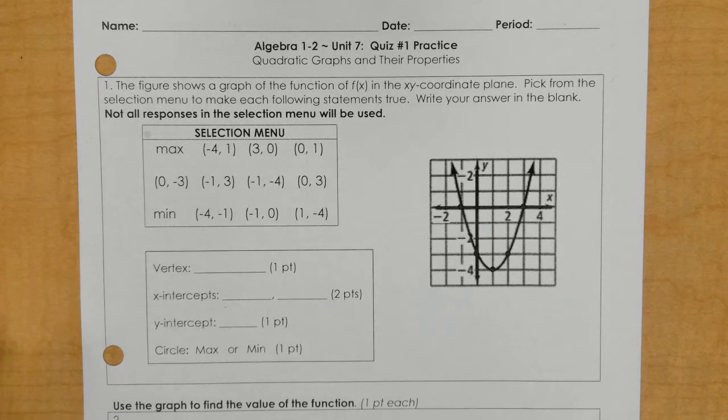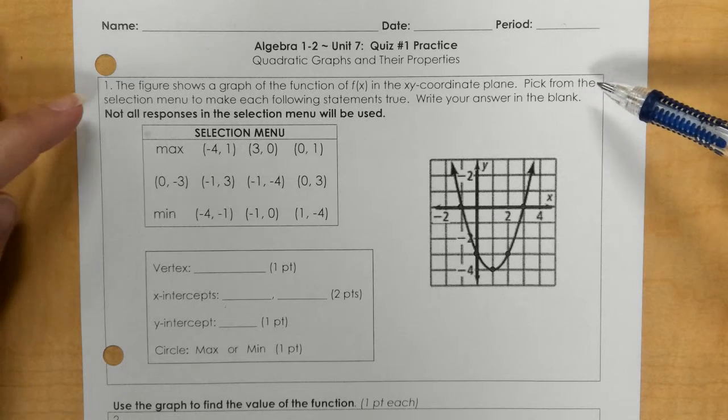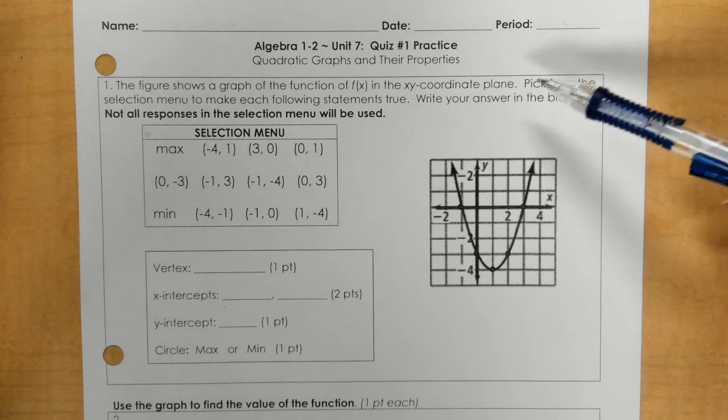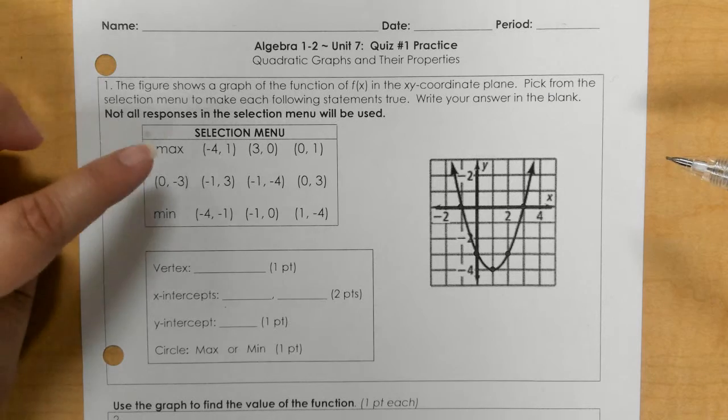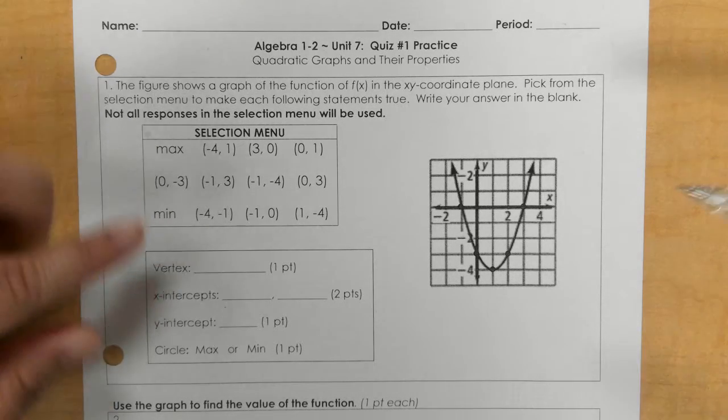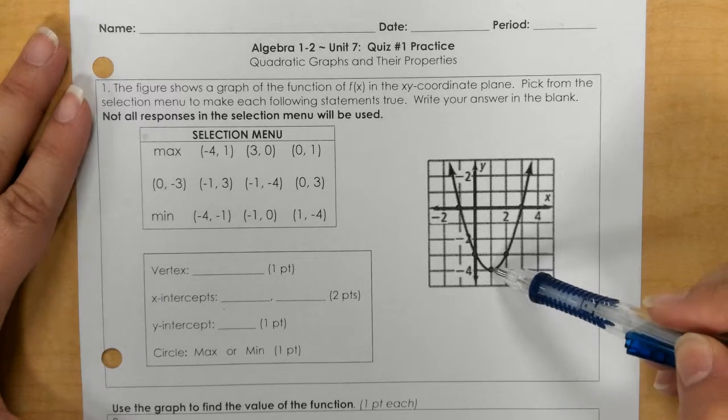Number 1 on the quiz 1 practice says the figure shows a graph of the function f of x in the xy coordinate plane. Pick from the selection menu to make each following statement true. Write your answer in the blank. Not all responses in the selection menu will be used. So for the vertex, that's your highest or your lowest point. In this case, it's my lowest point.